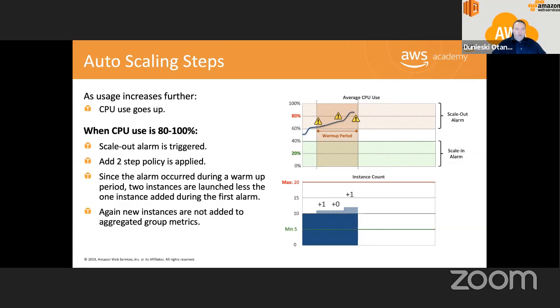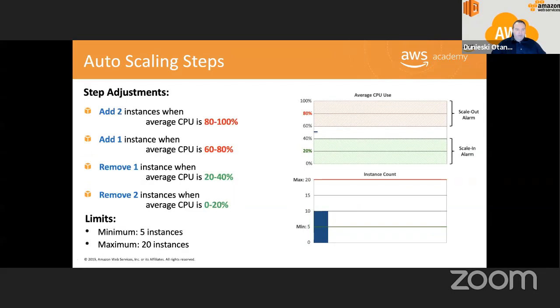So here we have another one. When CPU use is 80 to 100%, the scale out alarm is triggered, and the add 2 step policy is applied right here. Add 2 right now, the first one.